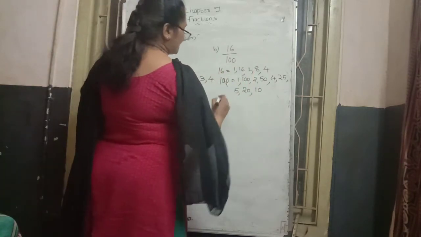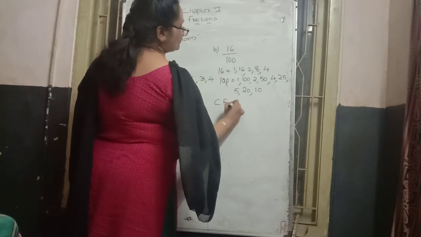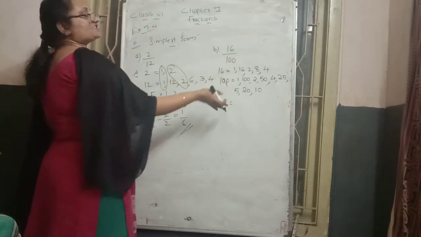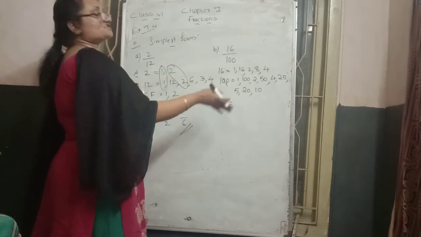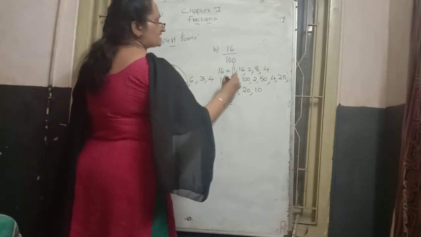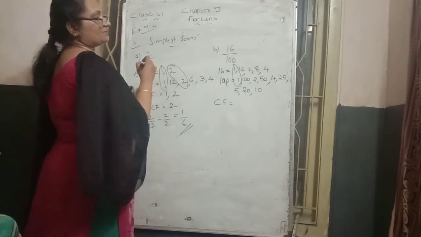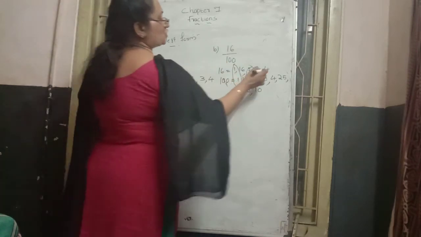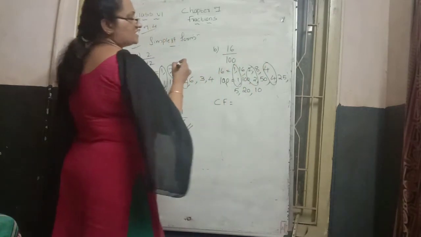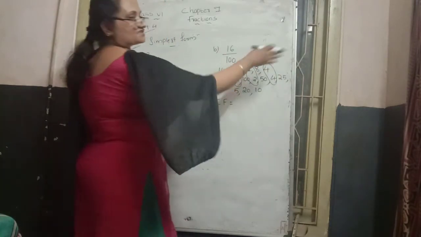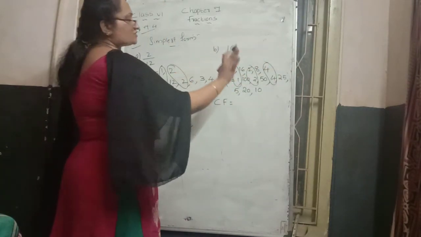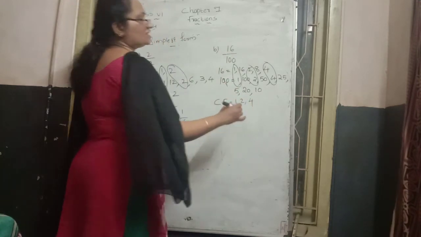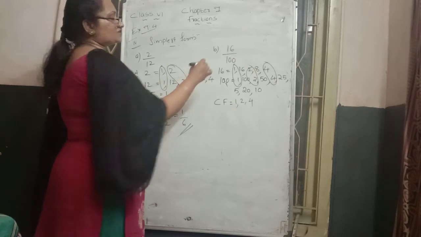Then CF means common factor. Of the numerator and denominator factors, which are the common factors we can sort out? 1 is common for both numbers. 2 is common for both. Then 4 is common for both. Again here the numbers are not in the 16 case, not there. So up to there, 1, 2, 4 are the common factors for these two numbers.